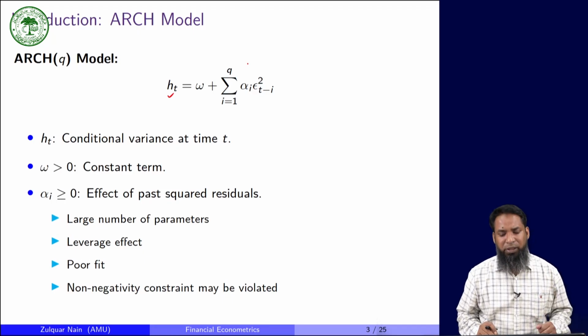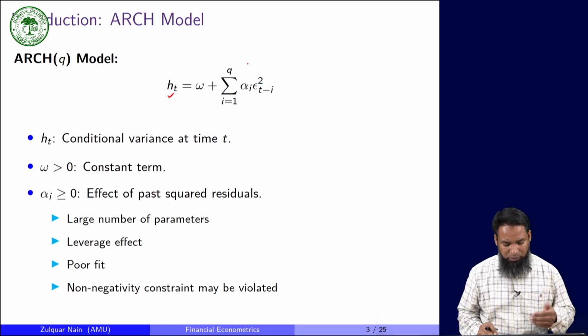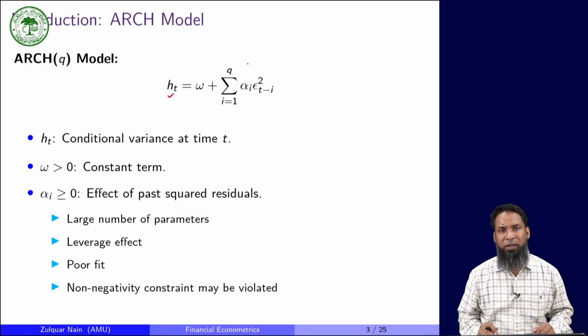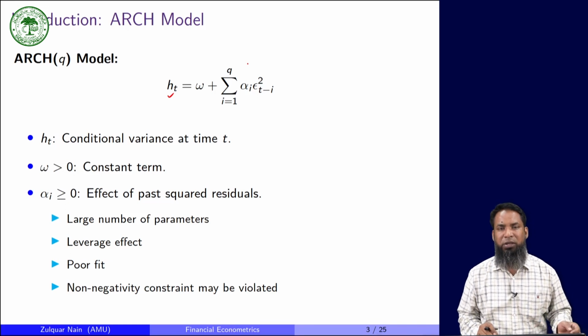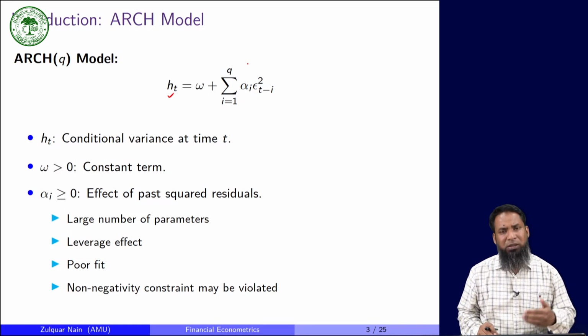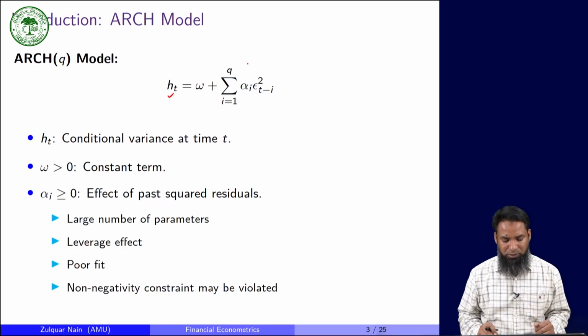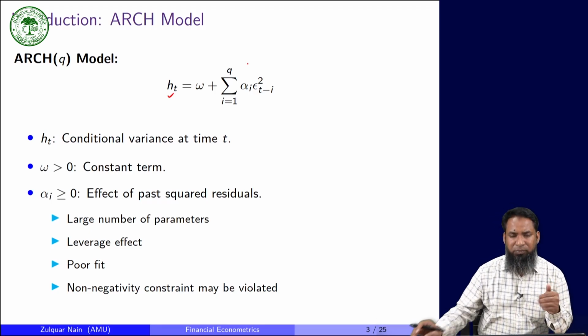Second, it has been observed that the ARCH effect is often poorly fit to the data. Another limitation we have observed in ARCH is that sometimes it is quite difficult to maintain the non-negativity constraint, and sometimes it may violate that particular constraint. If that is violated, it means the variance could be negative, which is against the theoretical concept, because volatility cannot be negative.